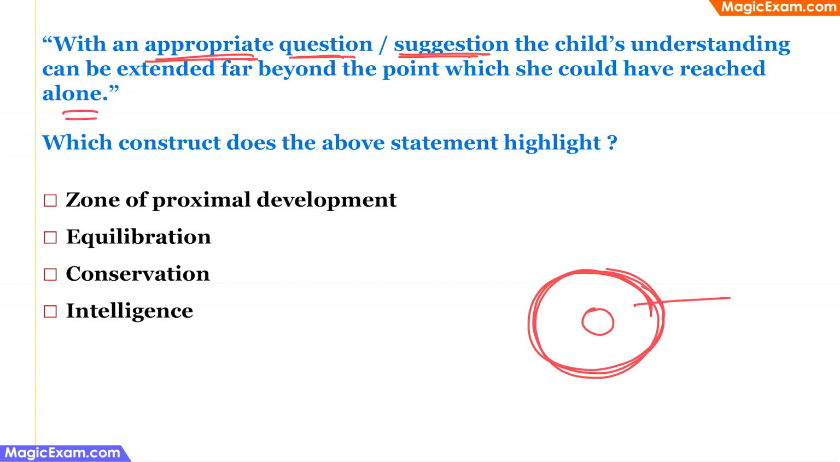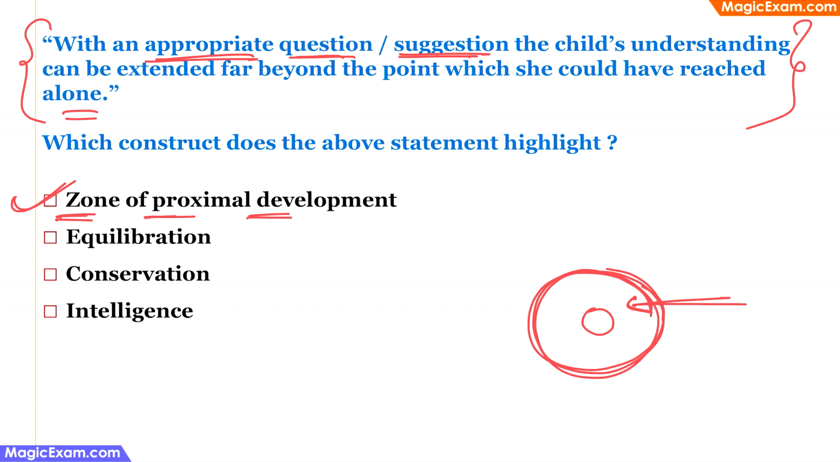And what are these activities which she can do but not without support? So these are those activities which are there in the zone of proximal development. So this question or this statement can refer to 2 things. It can refer to the zone of proximal development, which is one of the options here. Therefore, this has to be the correct answer. And this can also refer to the scaffolding or the support that you are providing to the child for activities which are in the zone of proximal development.